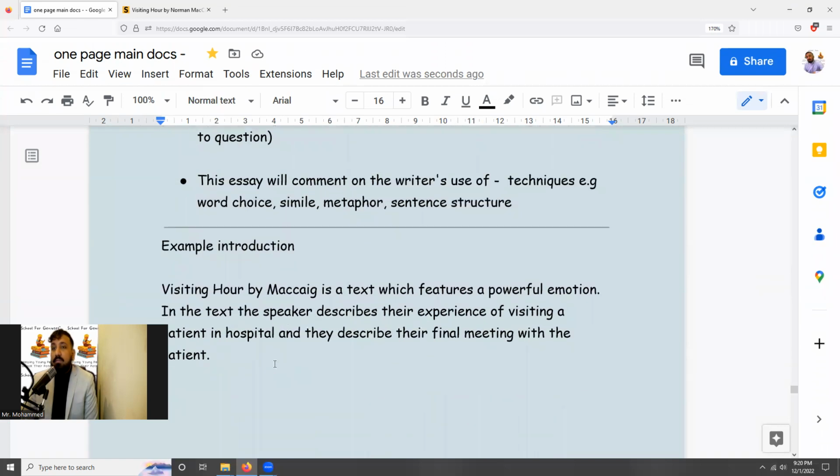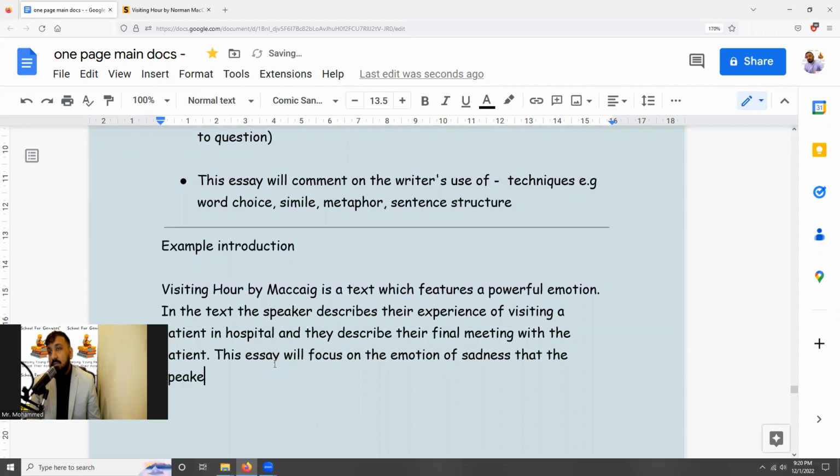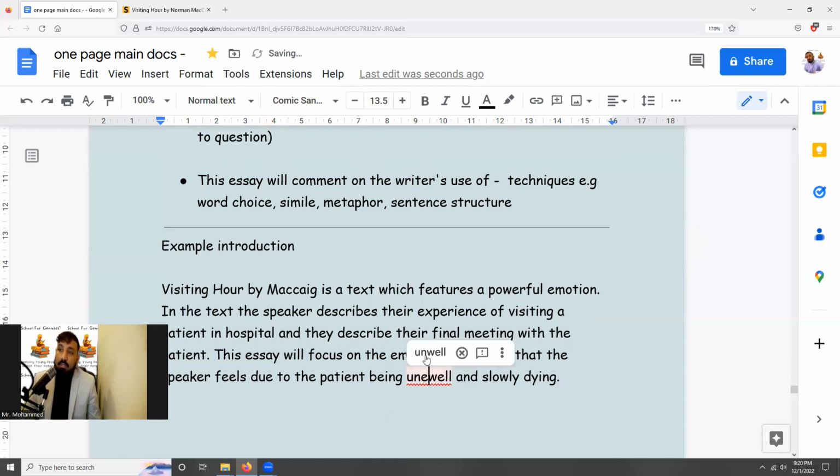This essay will focus on the emotion of sadness that the speaker feels due to the patient being unwell and slowly dying. Due to the patient being unwell, and you could put here ultimately dying or it doesn't really matter. You're just basically laying out again the specific focus of the essay.